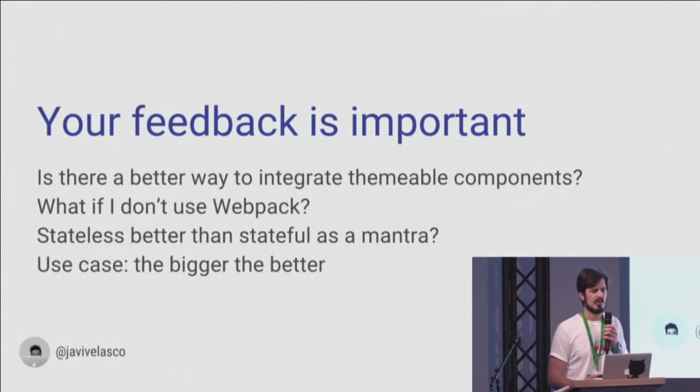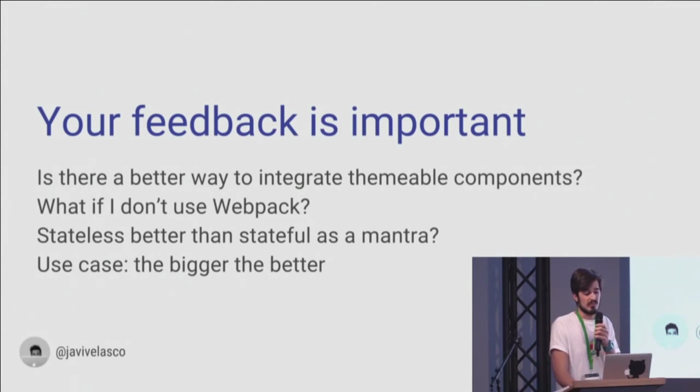For example, what happens if I don't want to use Webpack? Well, I don't know exactly how this can be integrated with another workflow, but I'm pretty sure that we can find a way. And also, I don't know if there is a better way to integrate themeable components. And the stateless thing. Everybody's going for stateless components nowadays. And we have some of them actually with a state and exposing some methods. I think that this is going to change soon, but it's important that you contribute and give your opinion on how can we build the best possible API for all of these components.